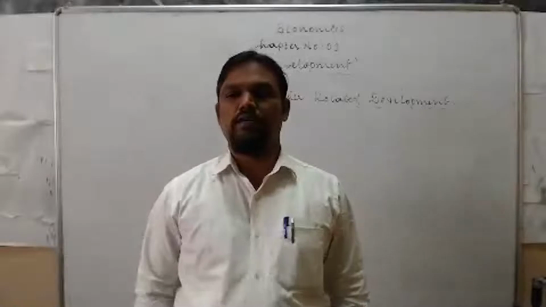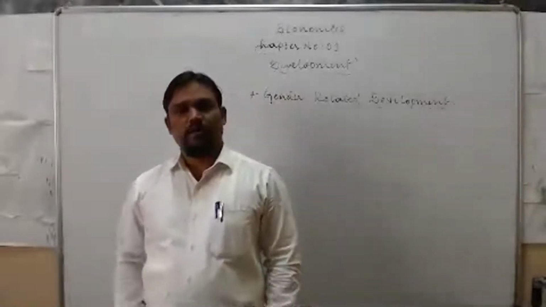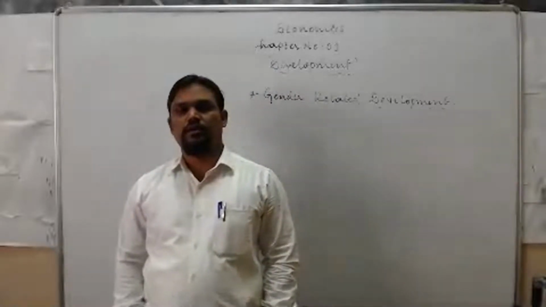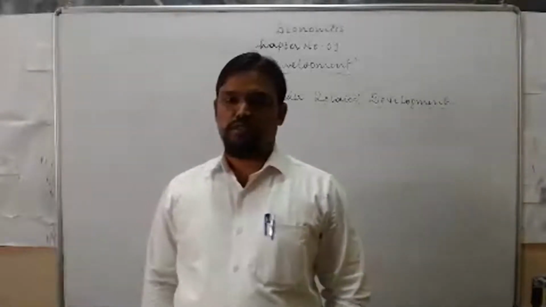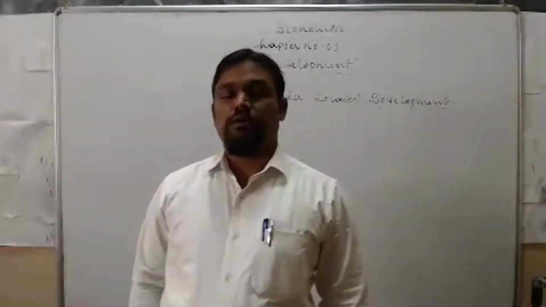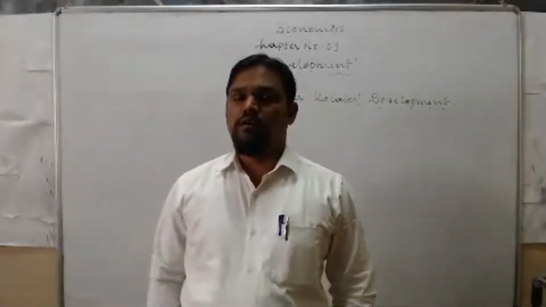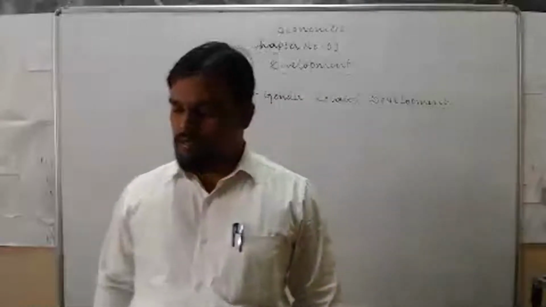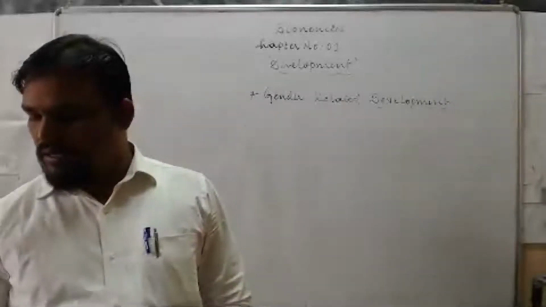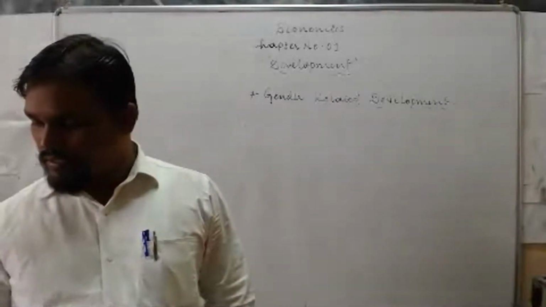First one, life expectancy. Life expectancy means the average expected lifespan of an individual. What is the life expectancy of Indians? 65.8 years. That is the average life expectancy of Indians.